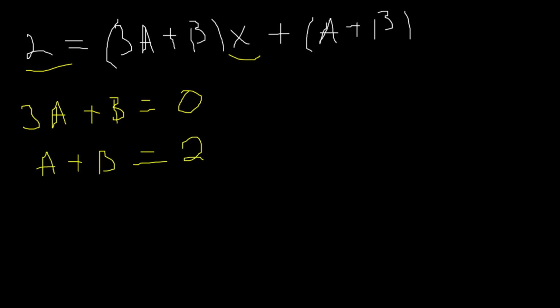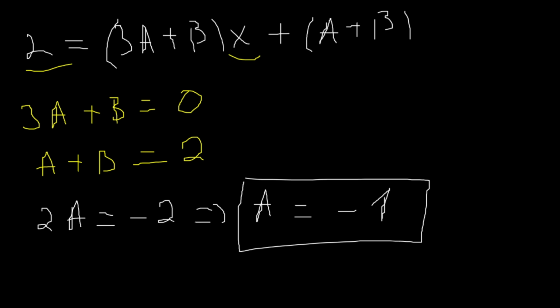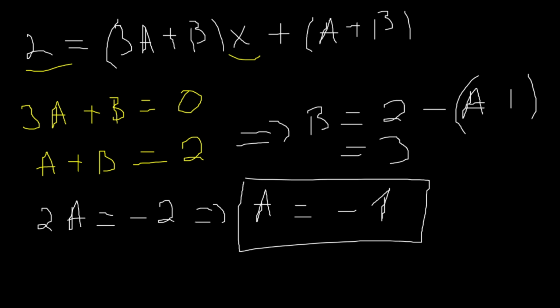There are two different equations. You can easily find a and b. You can just do equation 1 minus equation 2. You're going to have 2a is equal to 0 minus negative 2, which implies a is equal to minus 1. You can just substitute a here. That implies b is equal to 2 minus a, that is 2 minus minus 1, and therefore b is equal to 3.